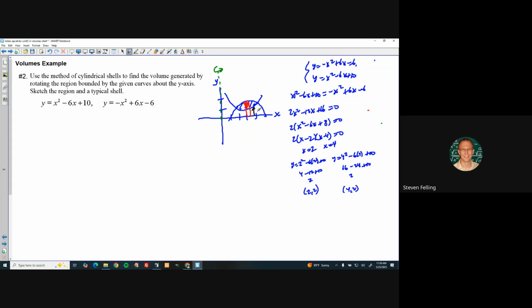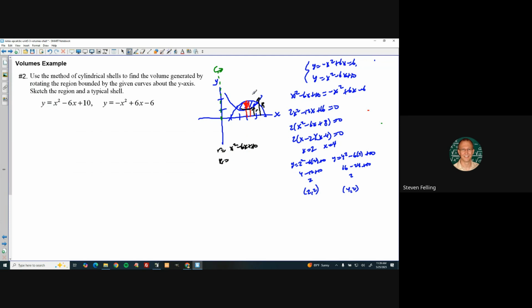We have a little r and we have a big R. The little r is a y distance, and it's established by this bottom curve, which is the upward opening parabola. So that little r is going to be x squared minus 6x plus 10. The big R is established by the downward opening parabola.